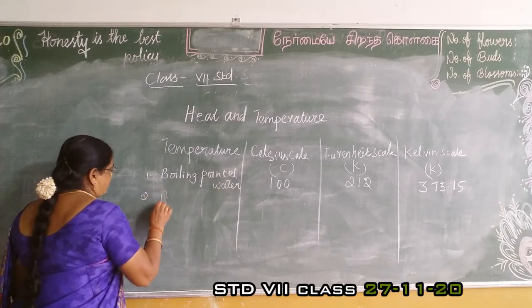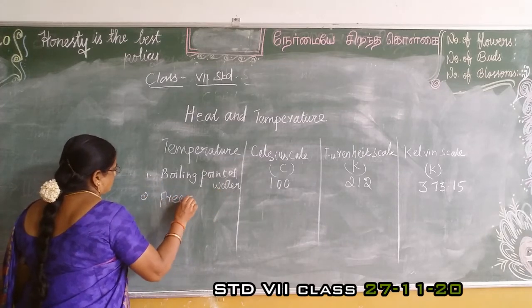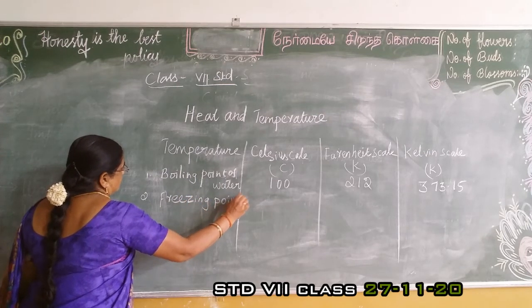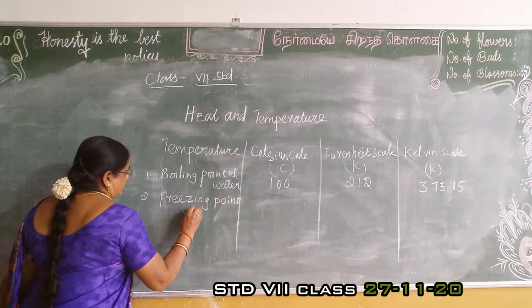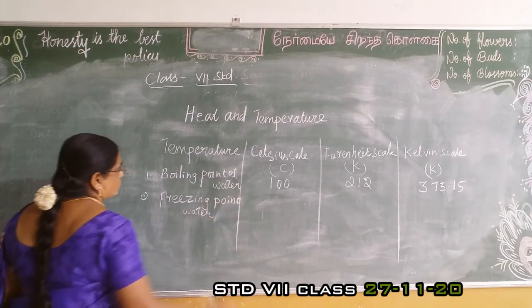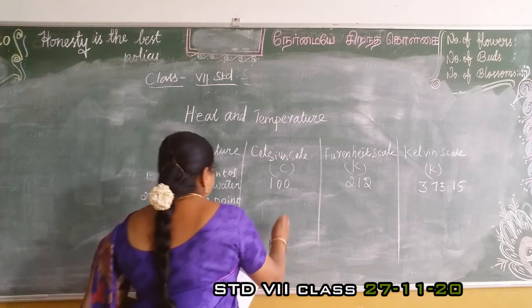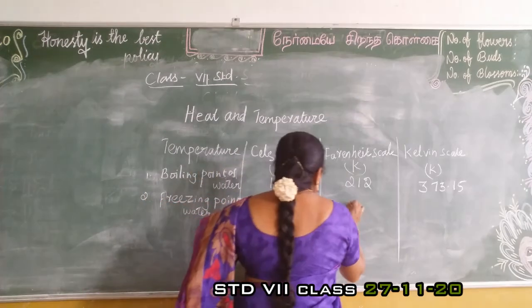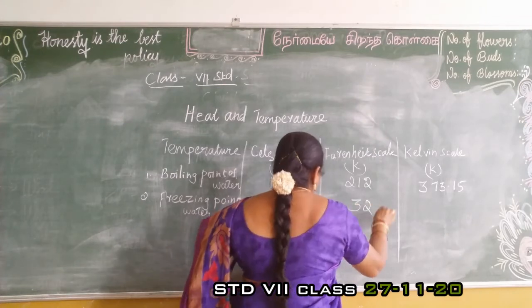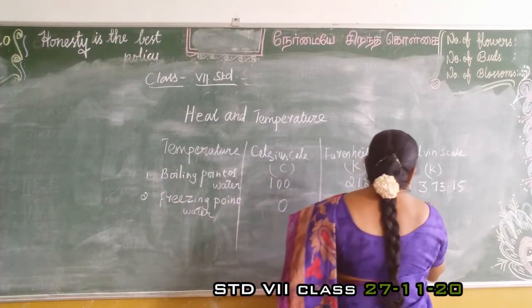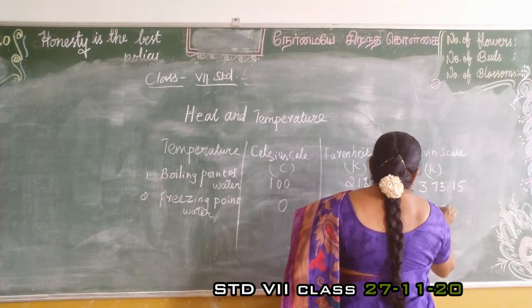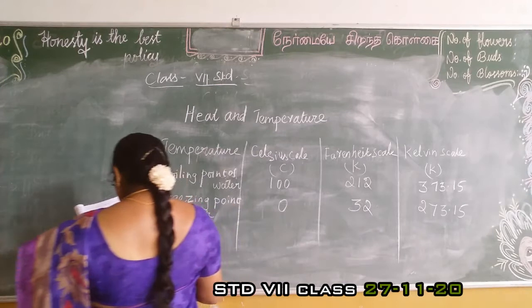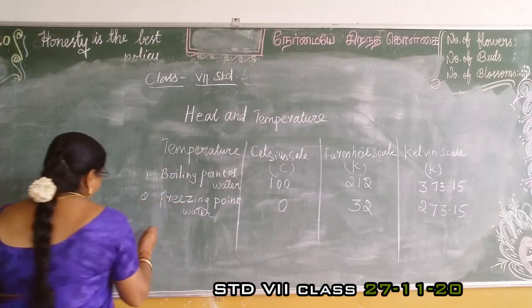The second one is the freezing point of water. Freezing point of water in the Celsius scale is 0 degrees Celsius. In Fahrenheit, 32 degrees Fahrenheit. In the Kelvin scale, 273.15.